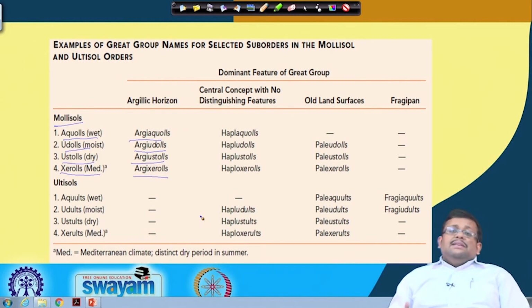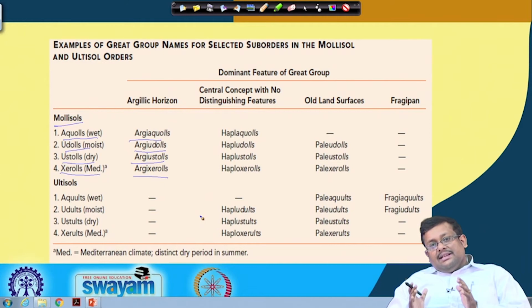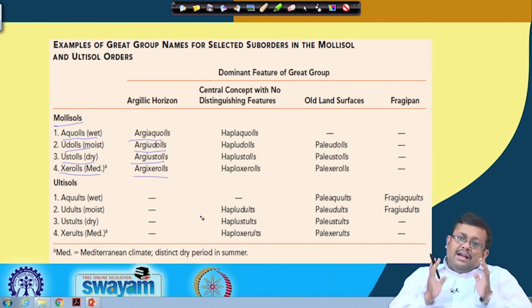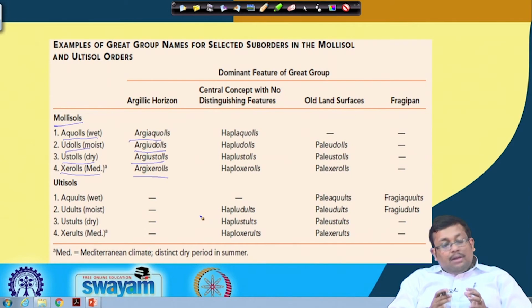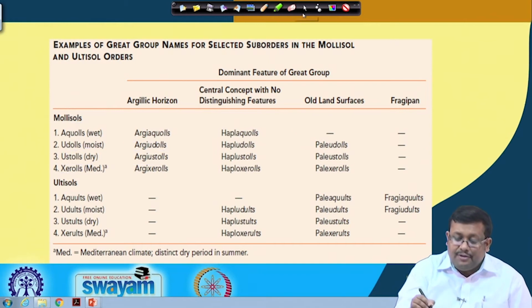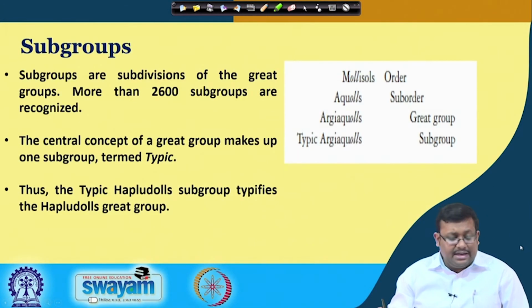So, let us be concise. The highest category is order. From the order we get the suborder, which shows the influence of a specific weathering condition or soil moisture regime, and below the suborder there is the great group, which shows the presence or absence of a particular type of horizon. So, we have finished the great group.